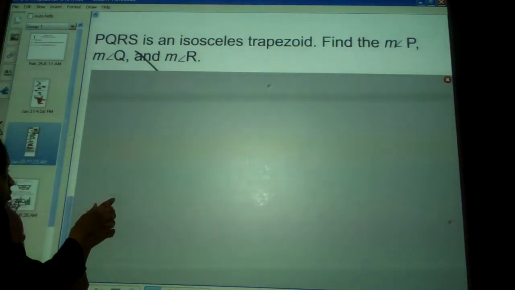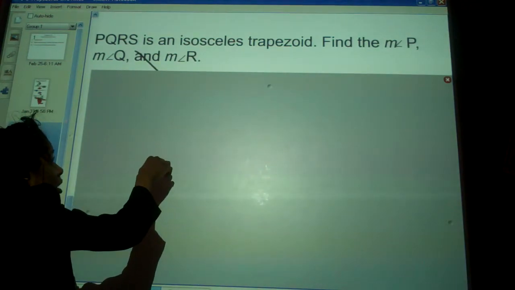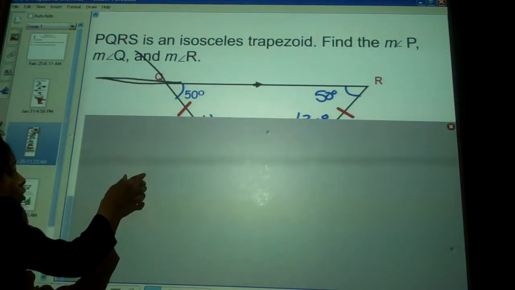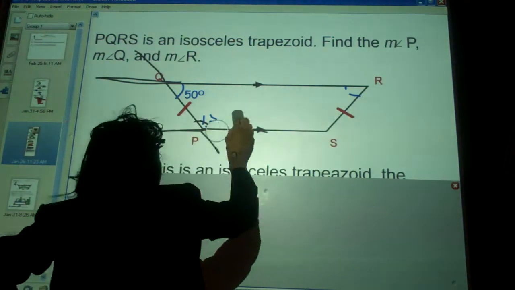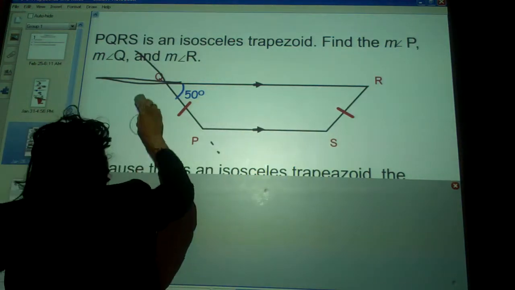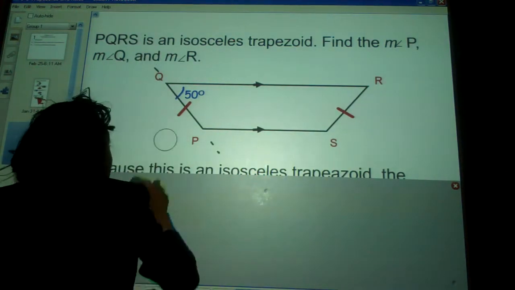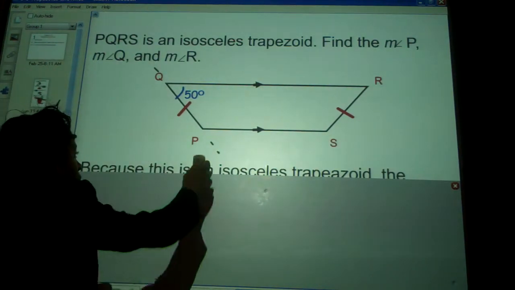Next, if we're told that PQRS, as soon as the computer catches up, is an isosceles trapezoid, find the missing angles. Okay. All right, here we go. Find the measure of angle P, the measure of angle Q, and the measure of angle R.